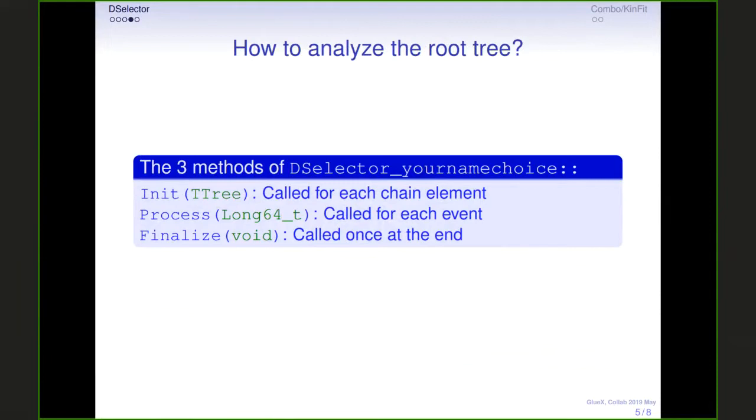The init is, contrary to what you would expect, called more than once. It's called basically every time a new file is opened. In a TChain, if you have more than one file, then init is called as many times as you have files. Process is called every time you have a new event. And finalize is called one time at the very end.